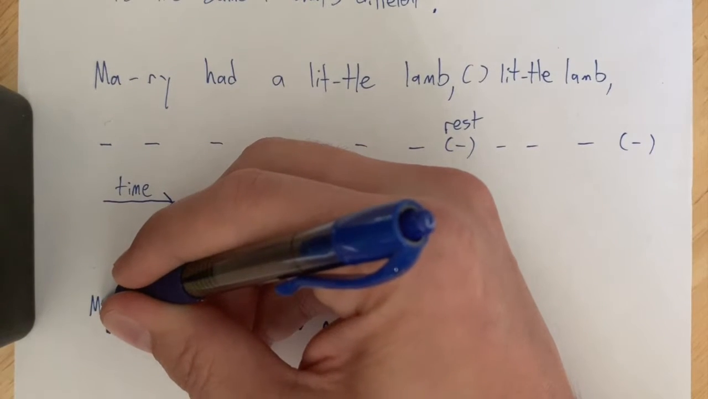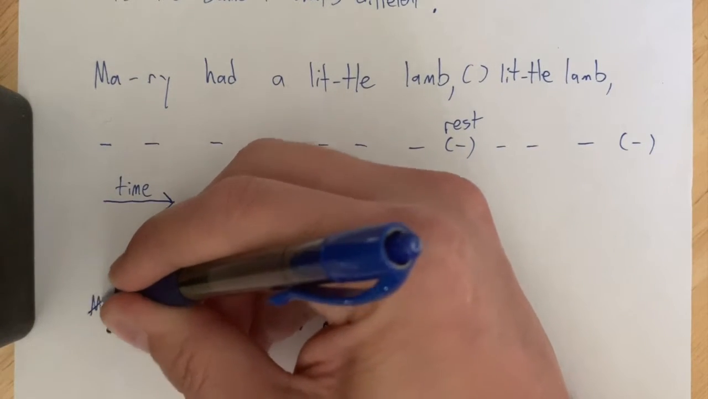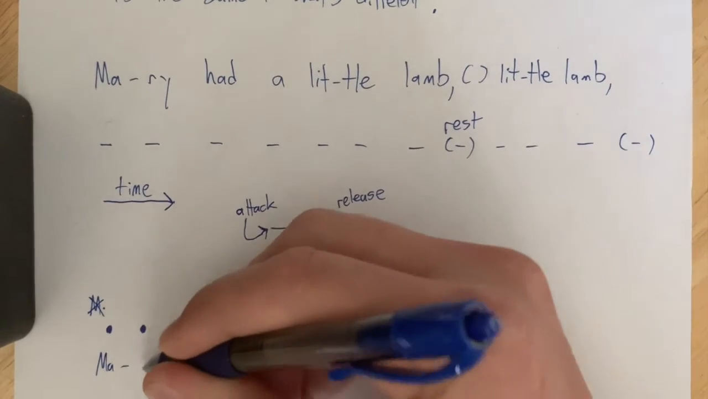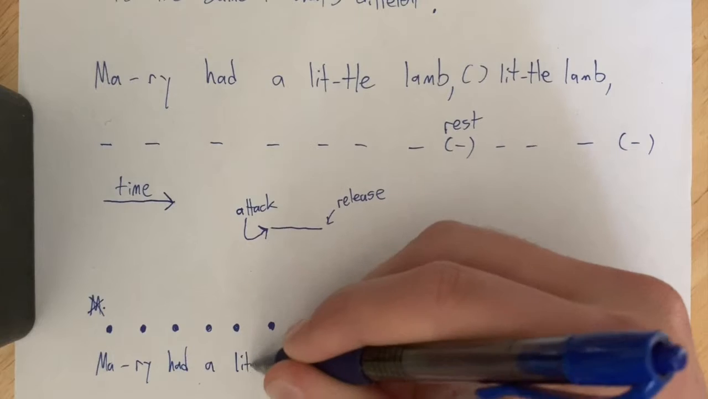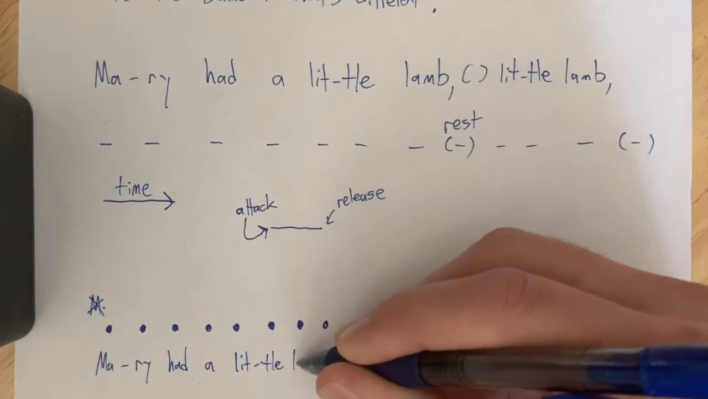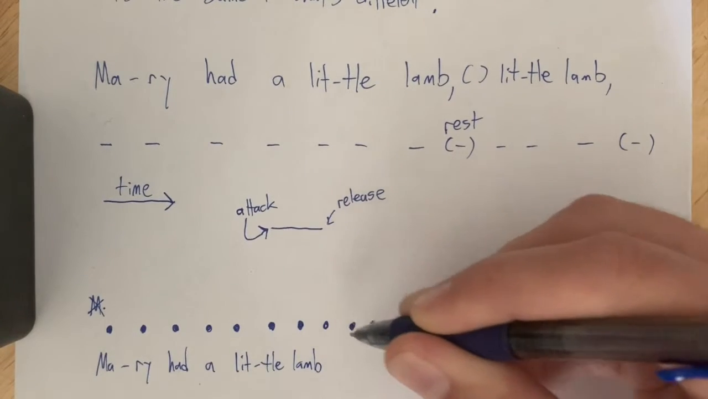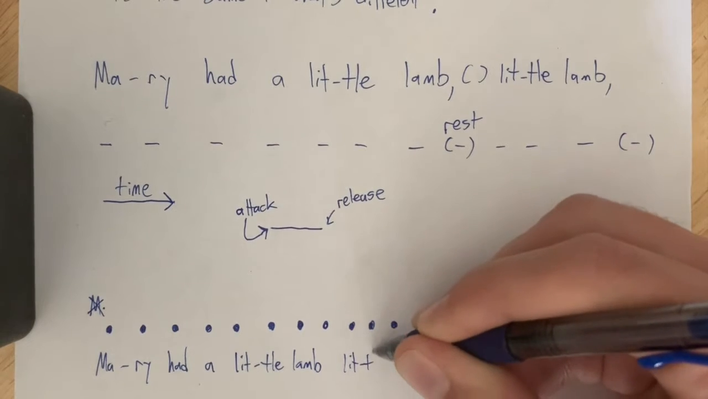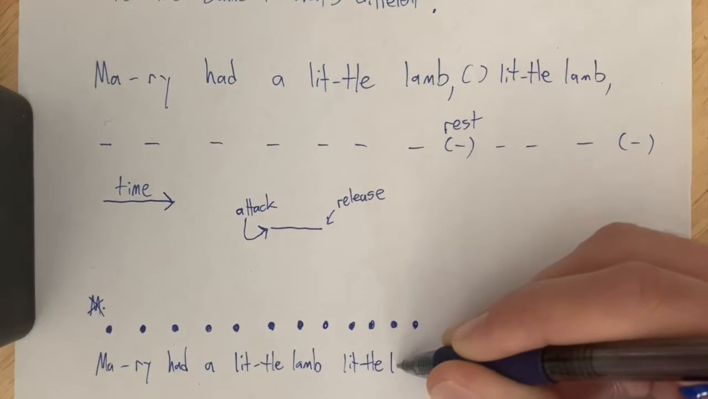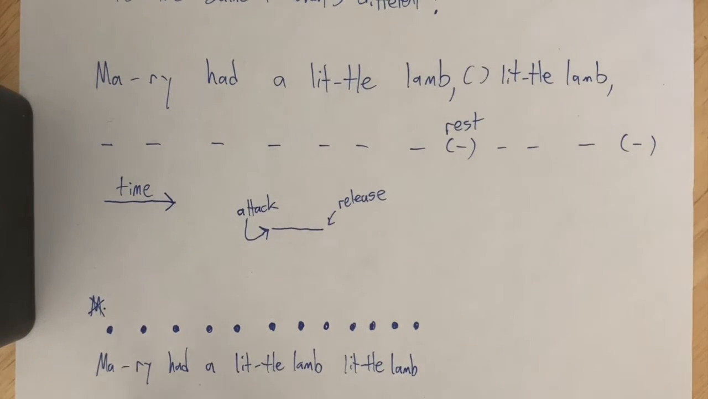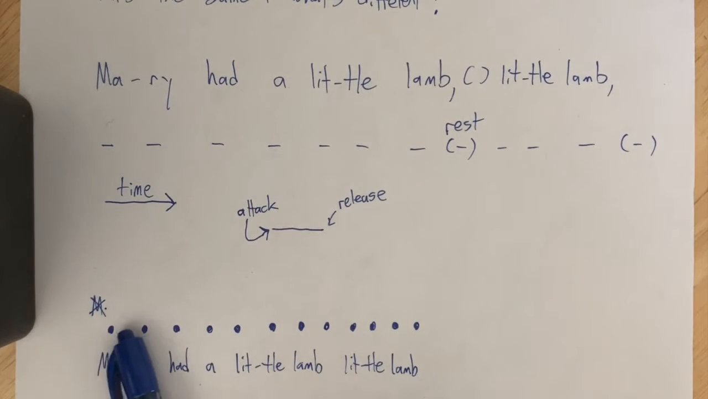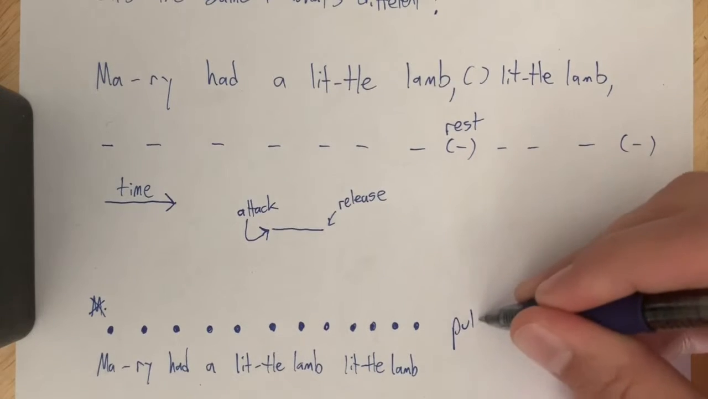I want to write this down here. Mary had a little lamb, little lamb. Okay, so here's a picture of what we call, in music, a pulse.